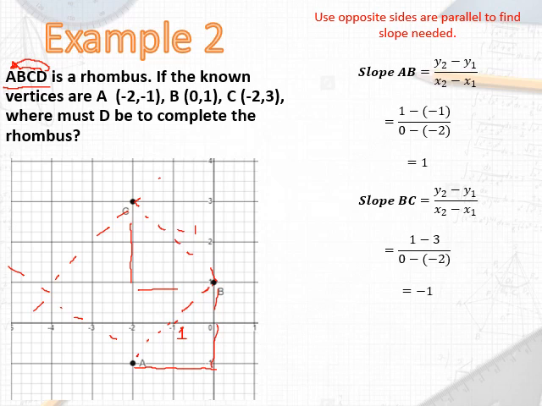We can just say they're going to be the same. So if I do a slope of CD, CD should be parallel to AB. So CD should have a slope of 1, and AD should have a slope of -1. So if I draw that in, so there's that slope of +1.